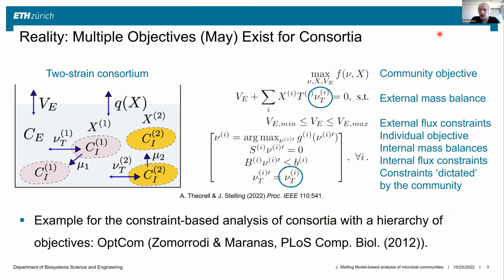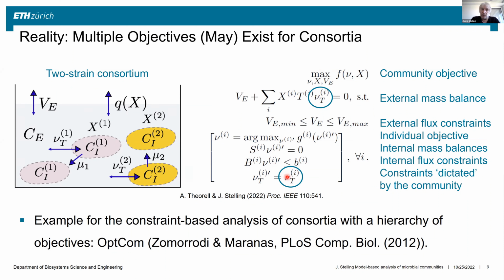What we have here is essentially the assumption that there is a community objective. So in this case, it would be the maximization of all biomass produced in the community. We include mass balances. This is shown here. So the fluxes essentially enter here. And then at each level of the optimization problem, we have now the internal or cell-specific or species-specific fluxes. And we assume again that there's a maximization, for example, of biomass.